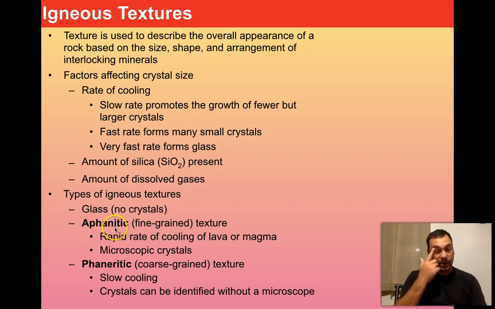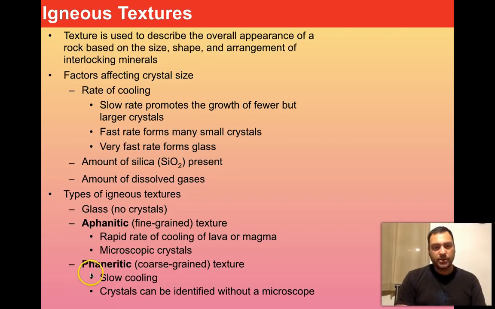The word aphanitic comes from aphaneru. It's a Greek word, and it means not visible. And it's basically microscopic crystals. The crystals are there, but you can't see them. And it forms from a rapid rate of cooling of lava or magma. In other words, it cools so fast that the minerals cannot grow large enough for your physical eyes to actually see them.